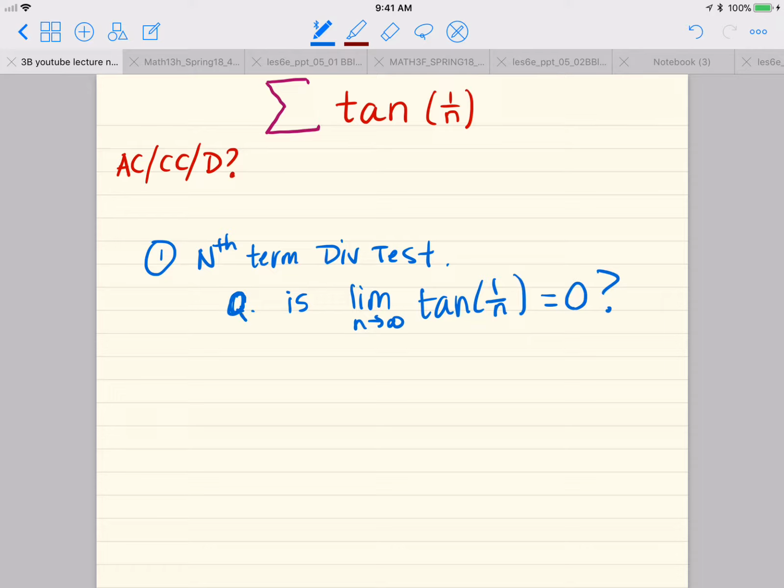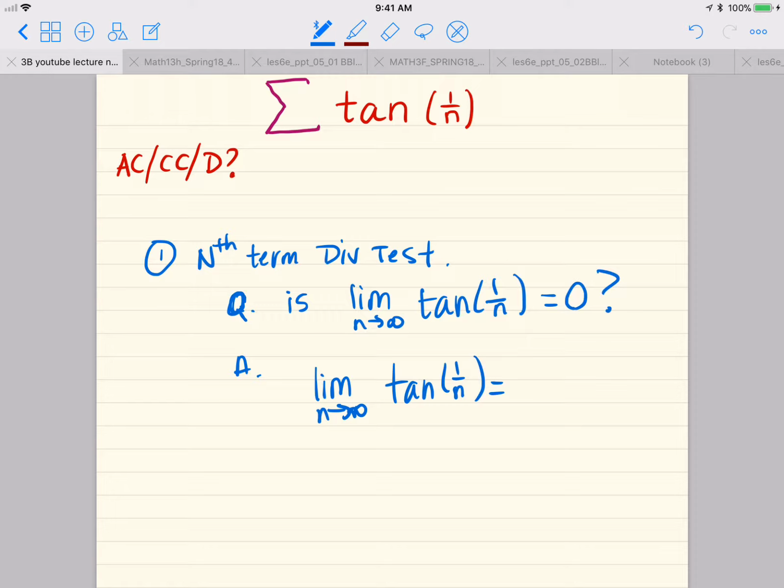Because if that limit is not equal to 0, then we can stop right here and say that the series diverges. Well, the limit as n goes to infinity of tangent of 1 over n is equal to, well, let's see.